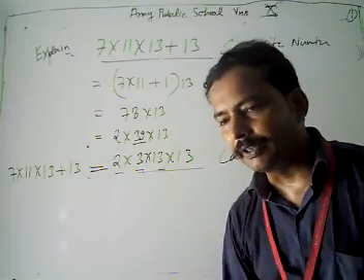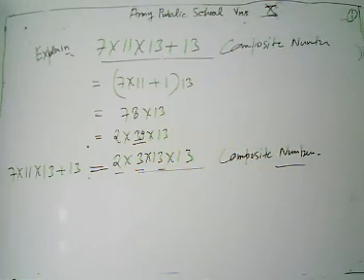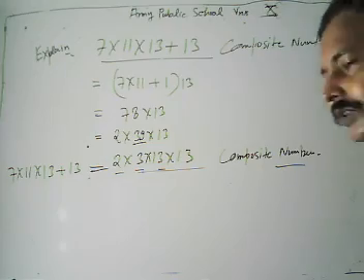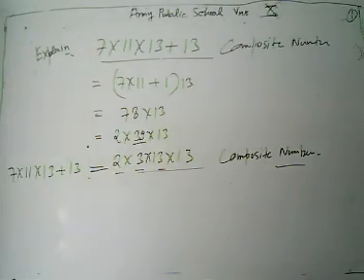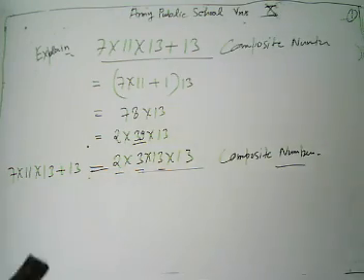Therefore our given number is a composite number because it has more than 2 factors. Its prime factors contain 2, 3 and 13.